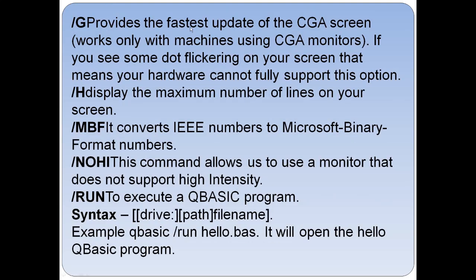/G provides the fastest update of the CGA screen. It works only with machines using CGA monitors. If you see some dots flickering on your screen, that means your hardware cannot fully support this option. /H displays the maximum number of lines on your screen. /MBF converts IEEE numbers to Microsoft binary format numbers. /NOHI allows us to use a monitor that does not support high intensity.